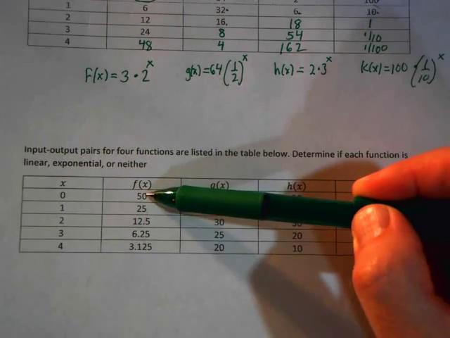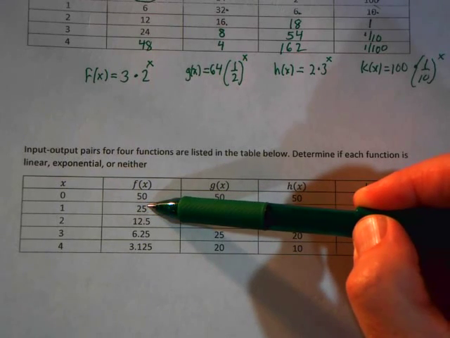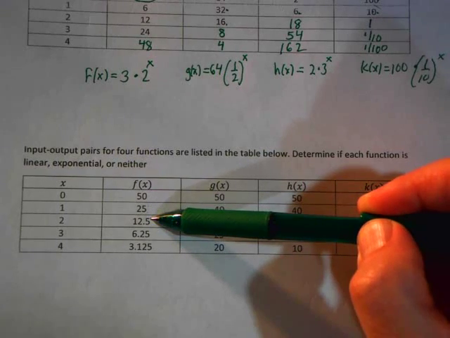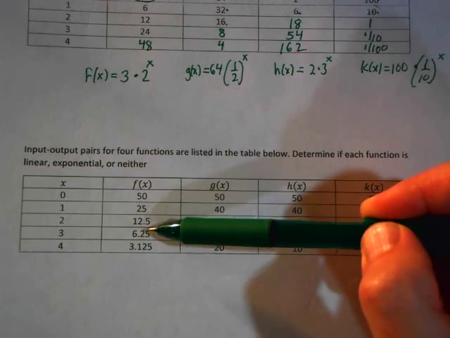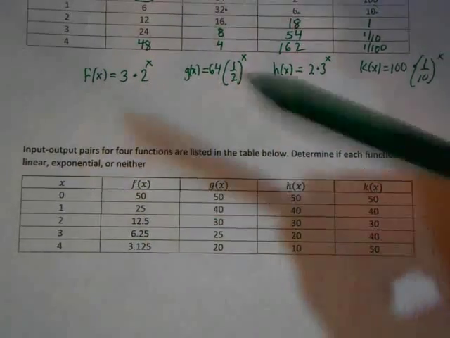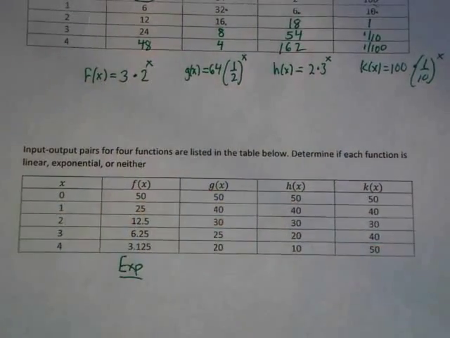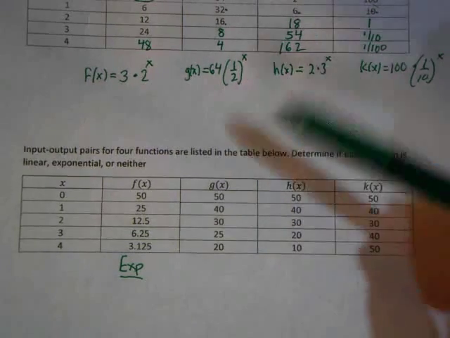For exponential, if I take 50 and divide it by 2, I get 25. If I take 25 and divide it by 2, I do get 12.5. And then you can check 12.5 divided by 2 gives us 6.25. And 6.25 divided by 2 gives 3.125. So that one's exponential. We're dividing by 2, or multiplying by 1/2, each time.